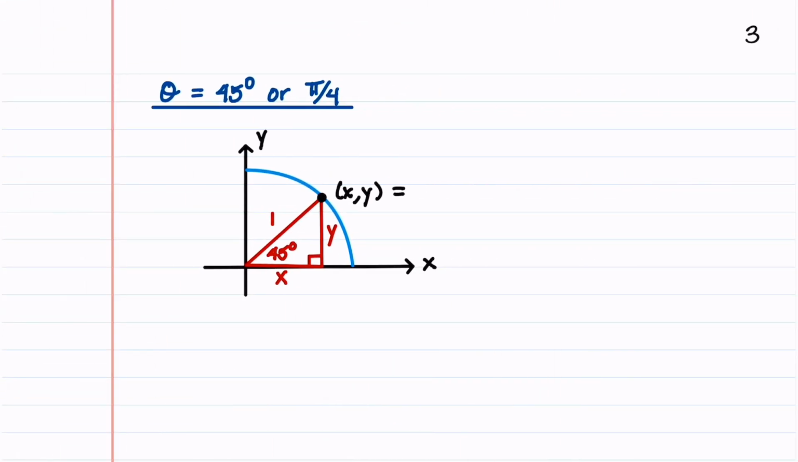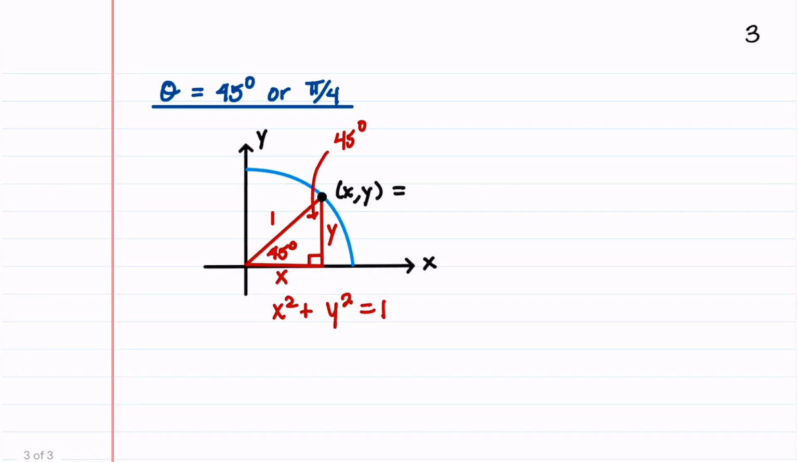The last angle we're going to look at is 45 degrees. The Pythagorean theorem tells us that x squared plus y squared is equal to 1, and that's also the equation for the unit circle. X is going to equal y because the angles opposite each of these sides are both equal to 45 degrees. So we can just pencil in here, this angle is 45 degrees. So x and y are equal.